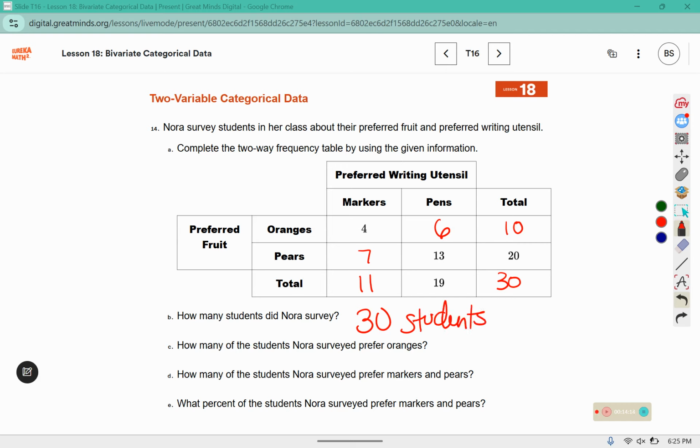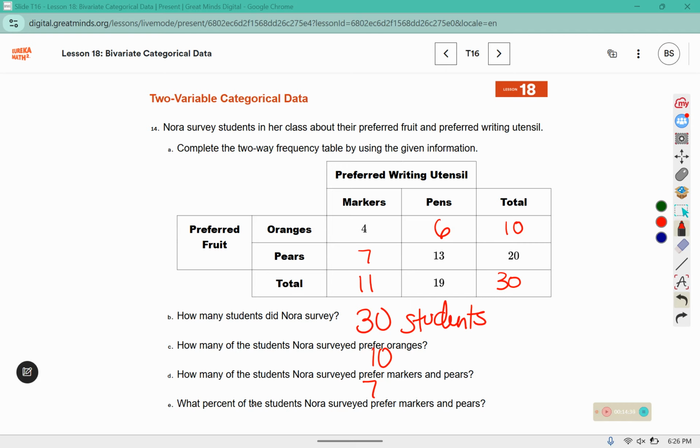How many of the students Nora surveyed preferred oranges? The total that preferred oranges was 10. How many of the students Nora surveyed preferred markers and pears? So we're looking for markers and pears. That would be 7.